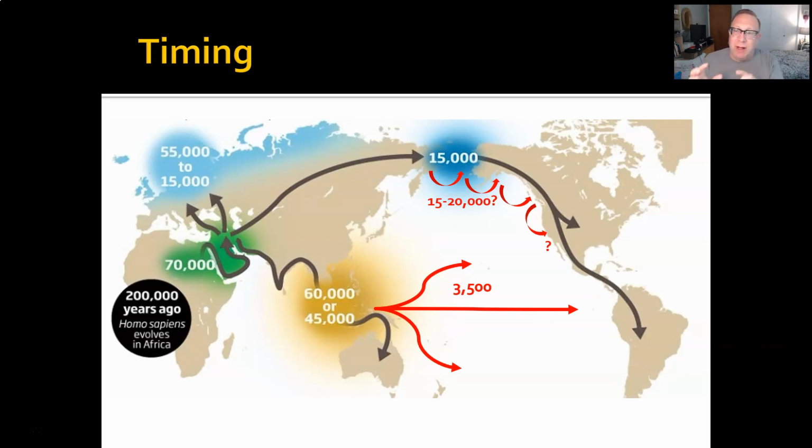What is clear is that by 45,000 years ago, we have clear anatomical evidence, fossil evidence of Homo sapiens in Australia. Homo erectus never made it that far. They didn't quite make it to Papua New Guinea, but Homo sapiens did.